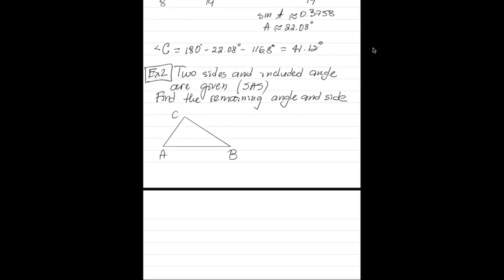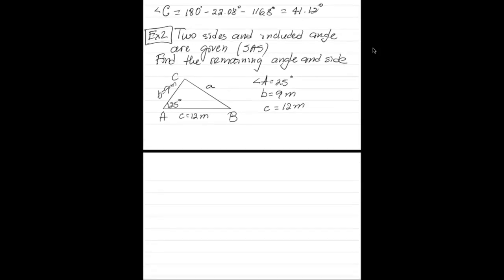Triangle ABC. Angle A is 25 degrees, side B is 9 meters, and side C is 12 meters. As you can see, the angle is included between the two given sides. So we need to find side A first. That will be the most obvious thing.